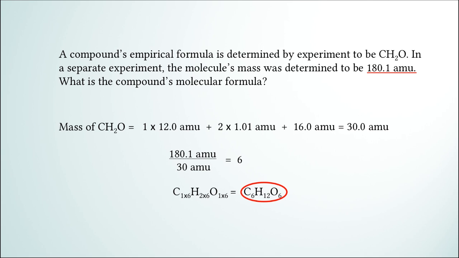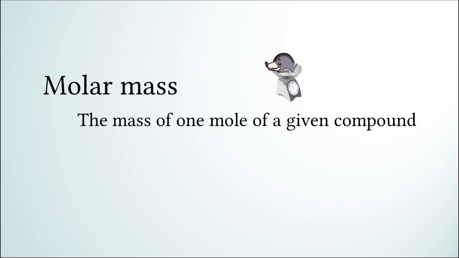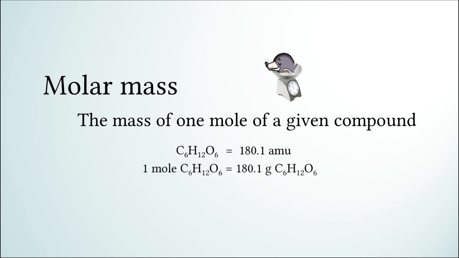We will go over another problem together, but first you need to learn another term. Molar mass is the mass of 1 mole of a given compound. So in our last problem, our molecule was C6H12O6. What is its mass? It has a mass of 180.1 atomic mass units. That means 1 mole of C6H12O6 equals 180.1 grams of C6H12O6. That is its molar mass, the mass of 1 mole of a compound. So if we know the molecular mass of a molecule, we then know its molar mass.